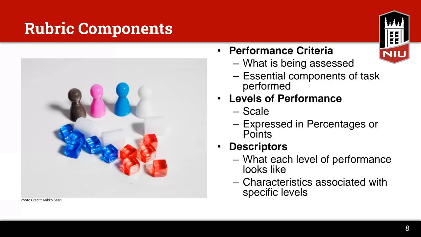And then descriptors. Descriptors simply are in that cell. So you have a row, and those are criteria. Then you have columns, which are levels of performance. It's more than a 2x2 contingency table, but within each cell, based on whatever row you're in and whatever column you're in, you want to be able to have a specific designation or definition for what each level of performance looks like. So you can have characteristics associated with the specific levels. And you'll see what that means when we get into it.